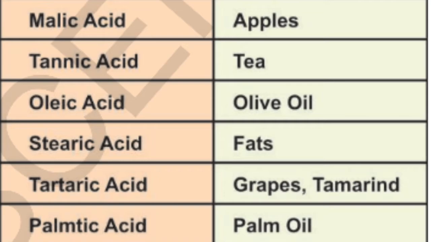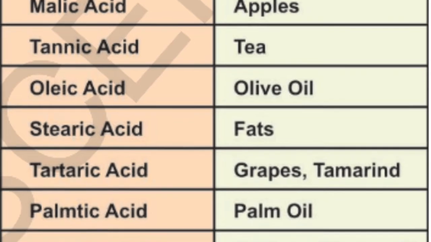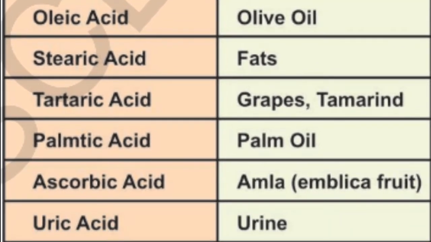Palmitic acid, palm oil. Ascorbic acid, amla. That's emblica fruit. In our local language we call it usirikaya. And uric acid, uric acid is present in urine.